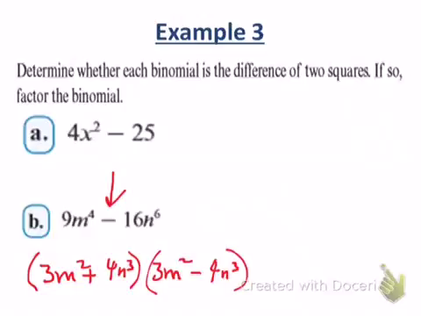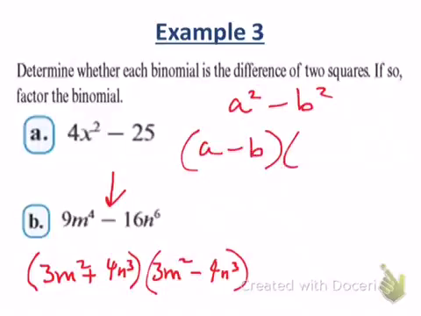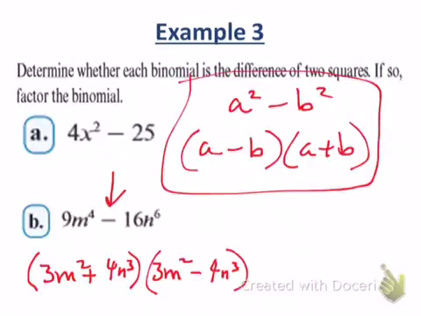The formula for factoring the difference of squares, and this is in your textbook: if you have a difference of squares, a squared minus b squared will always factor as a minus b times a plus b, or a plus b times a minus b. The conjugates, that's the formula. A squared minus b squared is a plus b times a minus b, because negative ab and positive ab will cancel each other out.